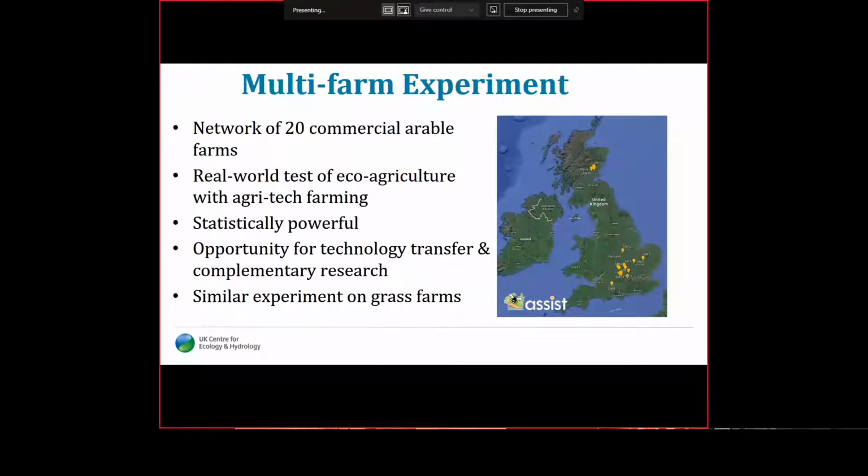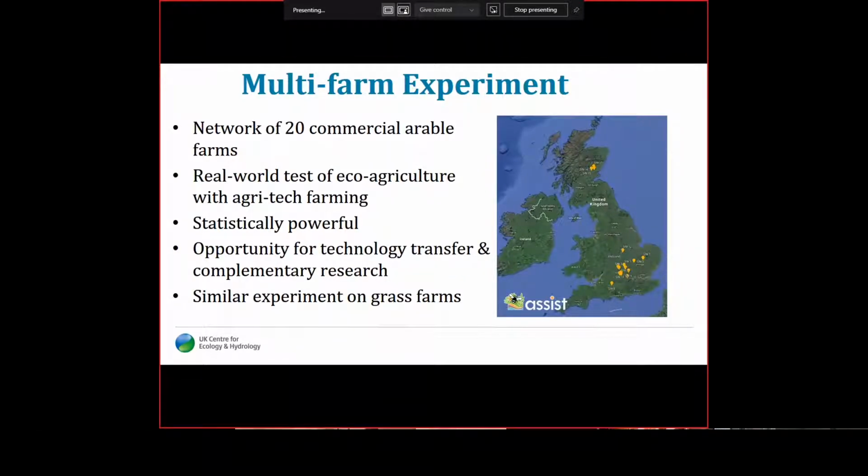We're working with a network of 20 commercial arable farms. The reason we're very keen to work with commercial farmers is it is a real world test of how you bring this kind of ecological farming together with the best of agritech. The farmers we're working with are large mechanized farms like Julian. They've got the kit, the RTK GPS, so they're really switched on to precision agriculture as well, and that's quite important, we believe.